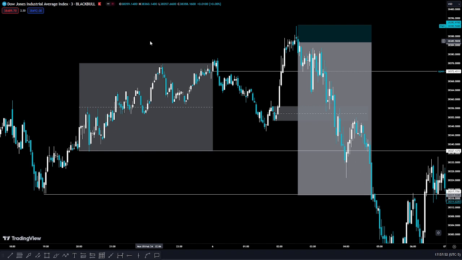Then you want to take note of the opening of that day. That's the midnight open. Then take note of your swing low or swing high, as if you're taking a buy or a sell trade. Now, this is an example of what I'm trying to say.